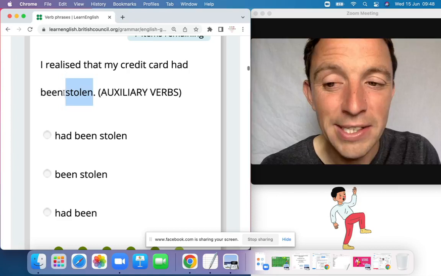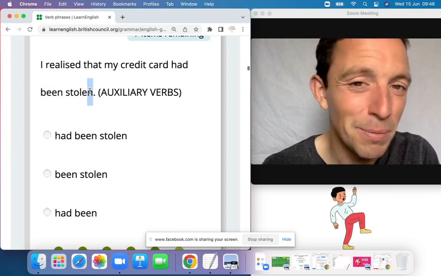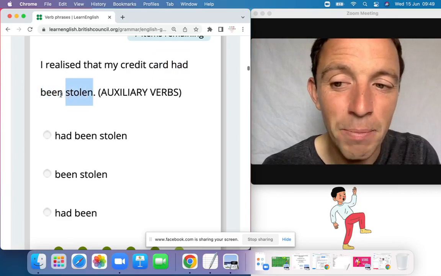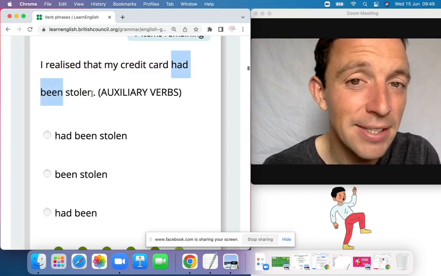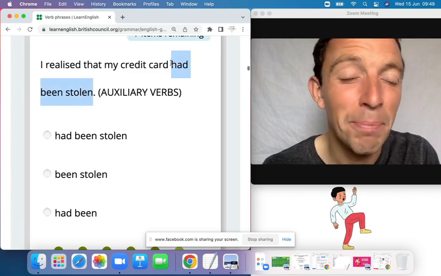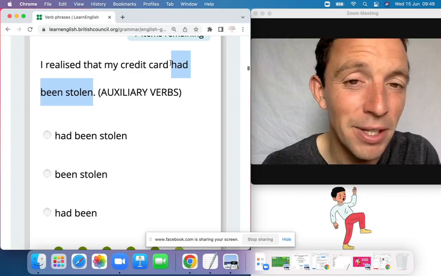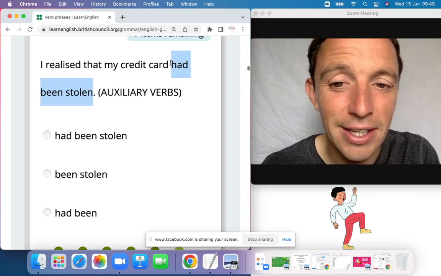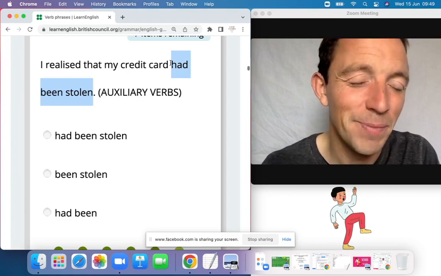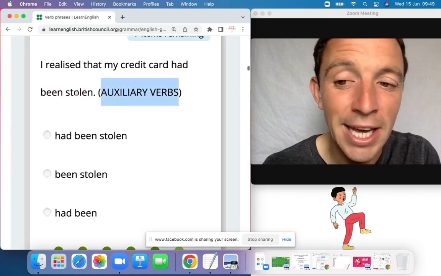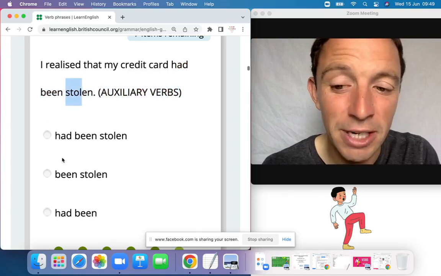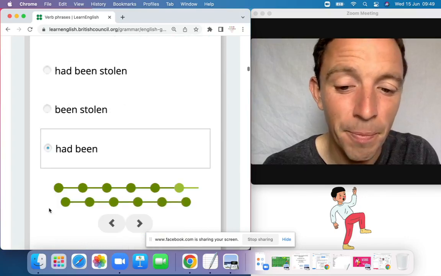So we can see the past perfect with the past participle. And this combination is the verb to be plus the past participle. This is considered the passive voice when you have the verb to be plus the participle. Therefore, that's the past perfect in the passive voice. And we are looking for the auxiliary verbs only. The main verb is to steal, so the auxiliary verbs are had been.